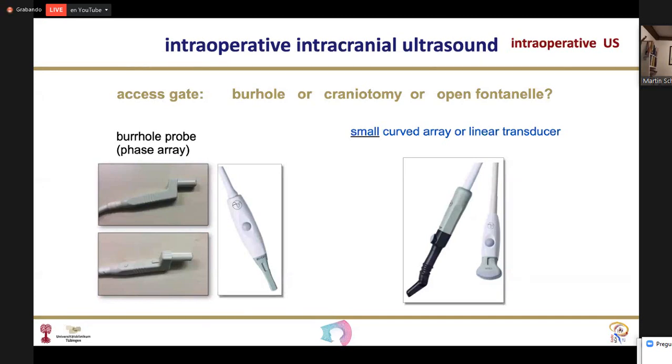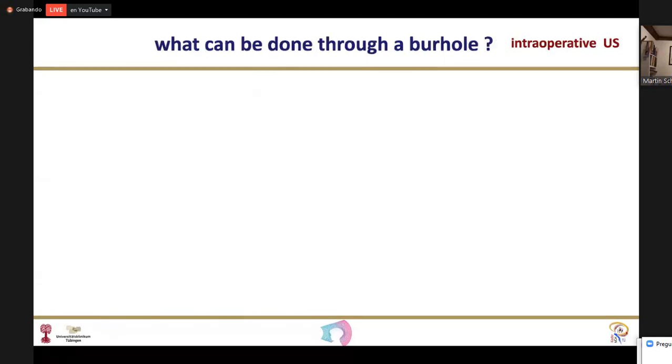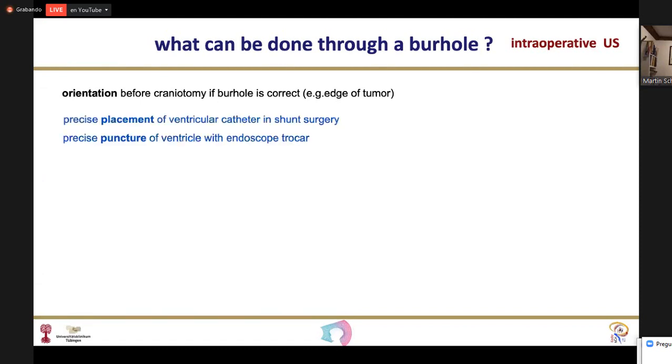And burr hole ultrasound is the most useful tool, as I'll show you in the next slides, because you can do a lot through a burr hole. You can do an orientation if your burr hole is correct. Are you on the sinus or next to the sinus, for example? Are you at the edge of the tumor? You just check through the burr hole before you do your craniotomy. You place ventricular catheters and endoscopes.